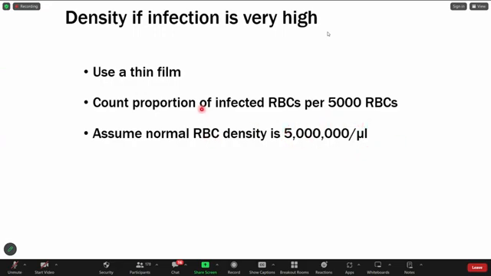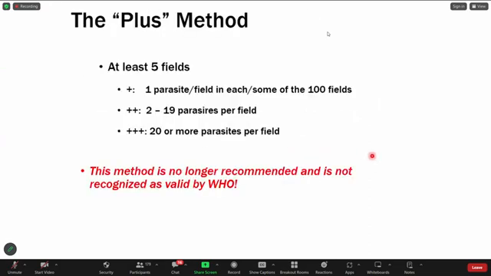The parasite density in a thin film is the number of infected red blood cells divided by 5,000, because we count the infected red blood cells in a total of 5,000 red blood cells in a smear. Then we multiply it by 5 million, the average red blood cell count. Also, this 5,000, you use it if you don't know the specific WBC count of that specimen.